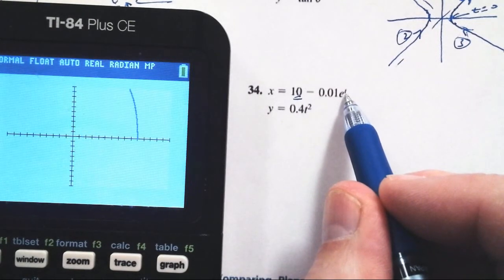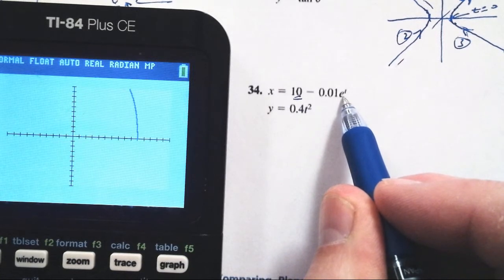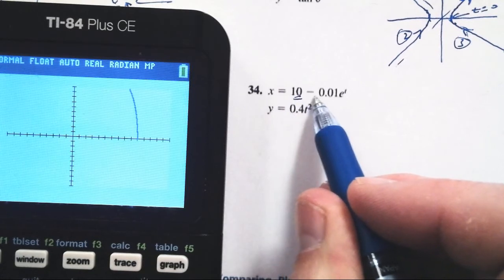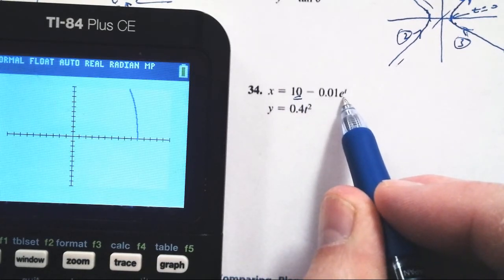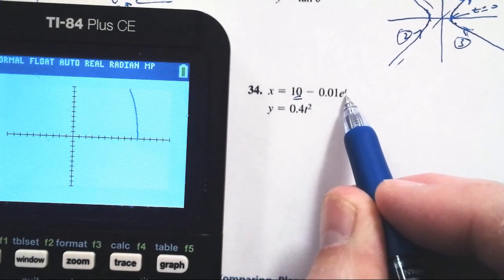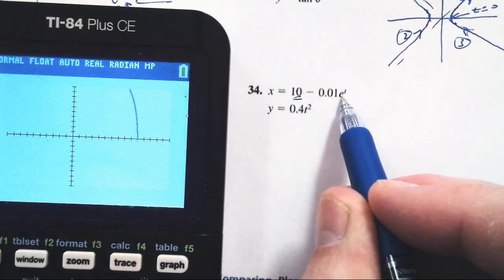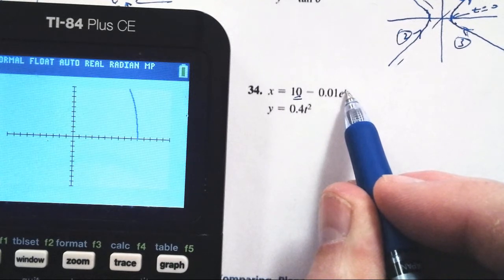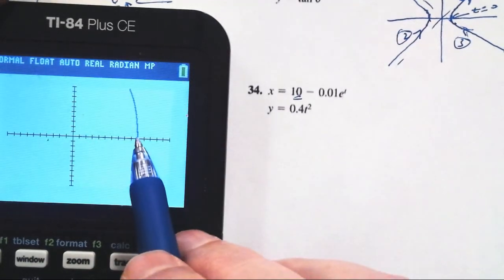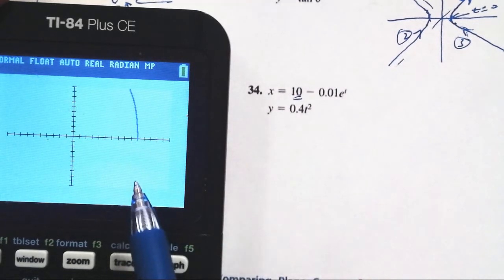As t gets really big here, we get 10 minus 0.01 times a really big number. So what's going to happen if I put in 1,000 here? I get 0.01 times e to the 1,000th. That starts reducing this quite a bit. I think this thing traces down further. I don't think it just stops at 0. I think it keeps going down.